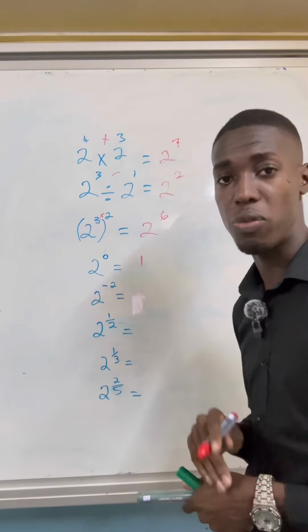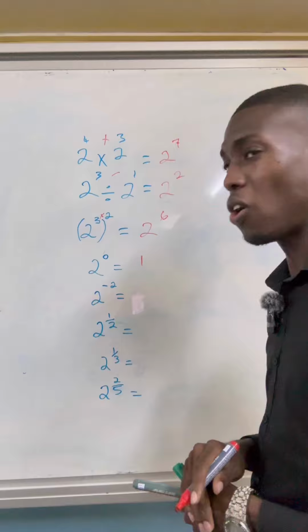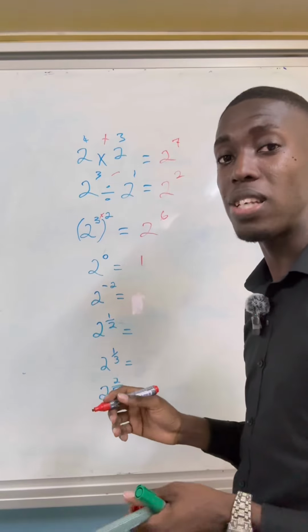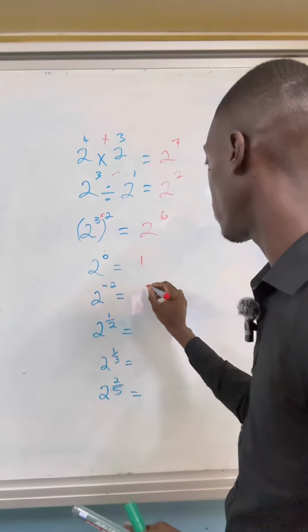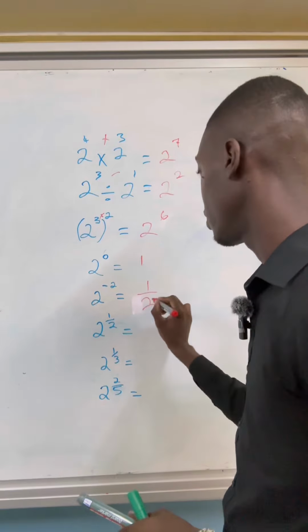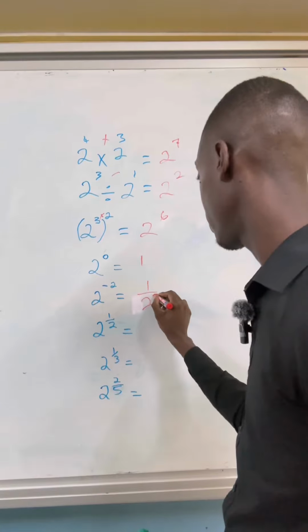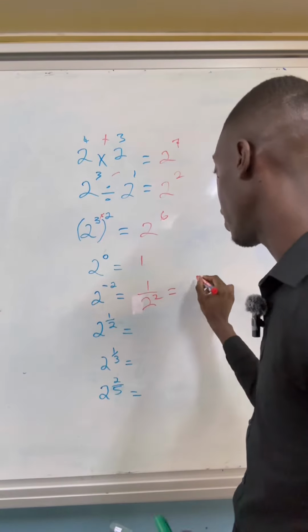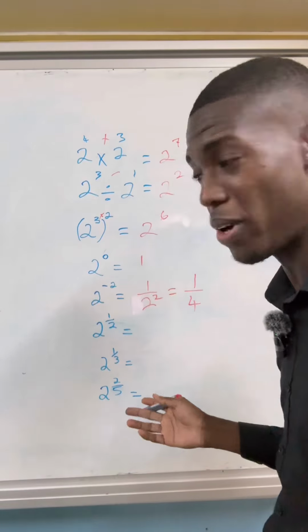In the next case, we have 2 raised to negative 2, right? The negative in this case means that we're going to flip the base, so we're going to have a half. Then we're going to square the denominator, right? And that gives us a quarter. Pretty simple, pretty easy, right?